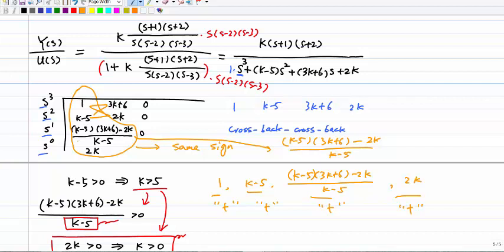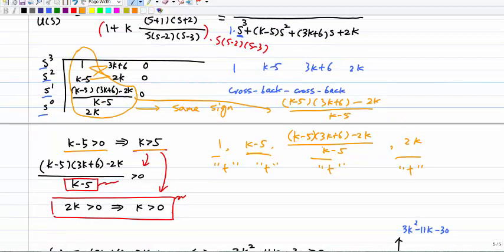So I have here, first one, k minus 5. This guy is positive, which means k minus 5 is positive, so k must be greater than 5, okay? Now I go to the second one. The last one, 2k is positive, means k is greater than 0, because k is already greater than 5, so I can just ignore this one.